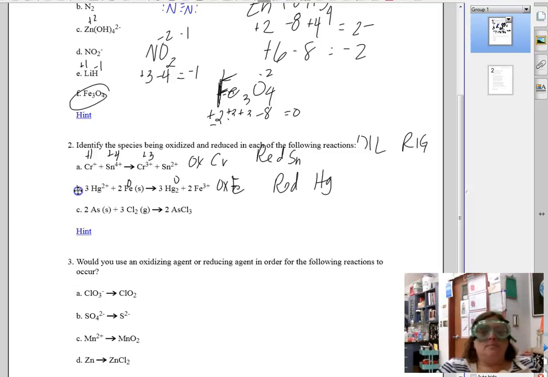Okay? What species is it that's being oxidized here? The iron is being oxidized. Here, the chromium was oxidized.